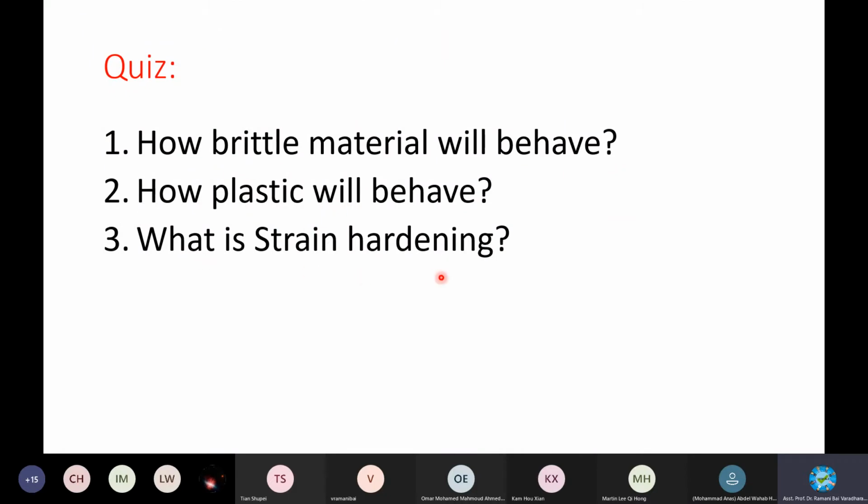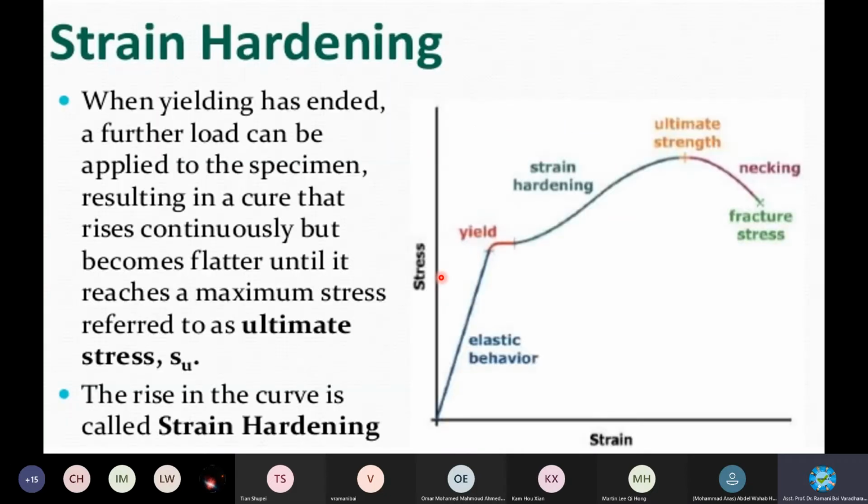What is strain hardening? Strain hardening, right? That is also important to recall. Although the load is removed, you're not loading at all, but still the specimen tends to fail because of an increase in strain. The increase in strain is called strain hardening, right? Simple, what I explained to you.